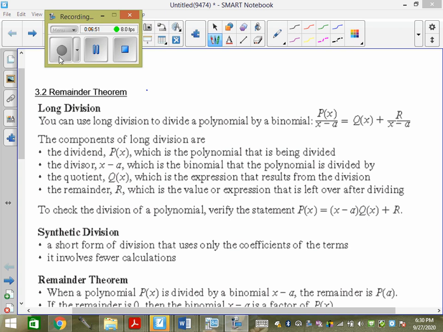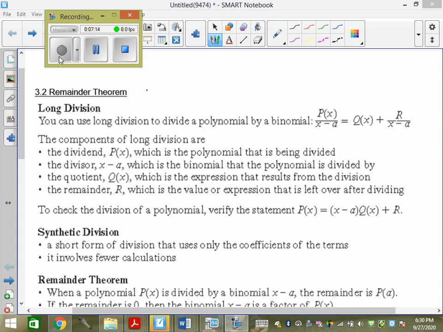So we could use long division. You can use long division to divide a polynomial, something with more than 2 terms, or could have 2 terms, by a binomial, something with 2 terms. You get the polynomial divided by the binomial equals the quotient, the answer, plus the remainder divided by the binomial.